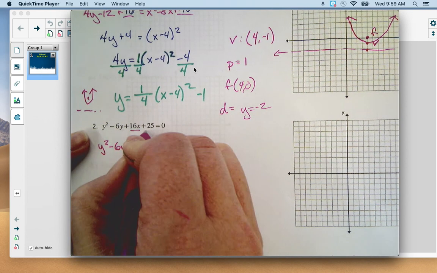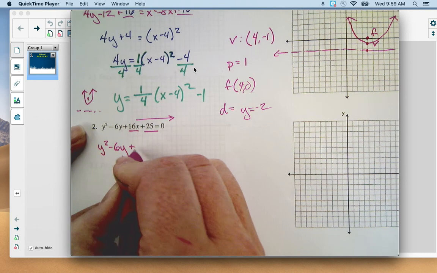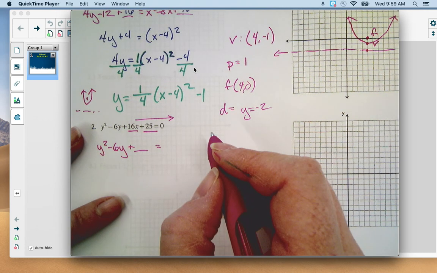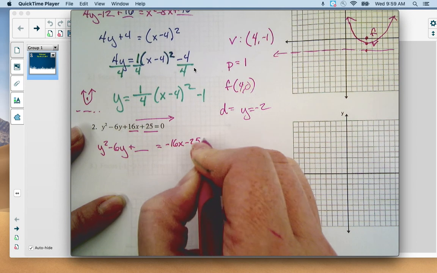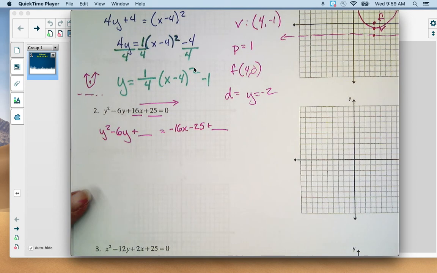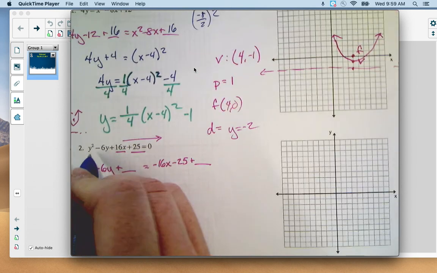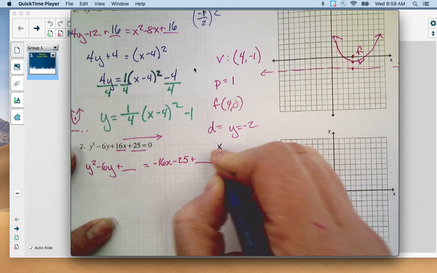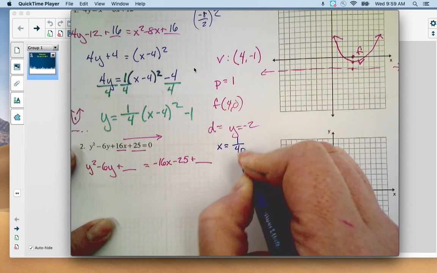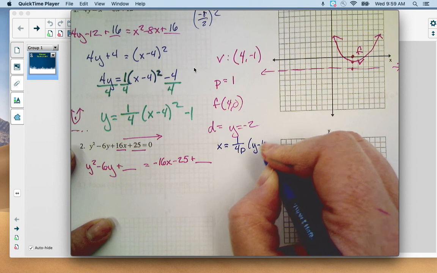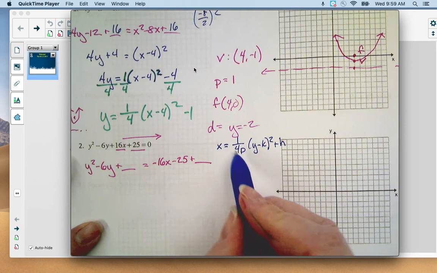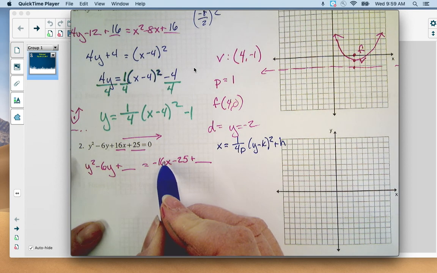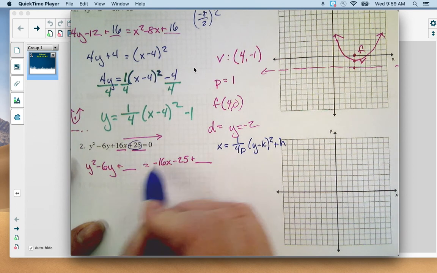And I'm going to have to bring that 16x and the 25 to the other side. So plus blank is going to be equal to negative 16x minus 25 plus blank. Are you okay with why I brought that 16x and the 25 over? Because I know it's y squared, I know my general equation is going to be that x equals 1 over 4p, y minus k quantity squared plus h. Right? So in order to have x equals, I'm going to have to bring the x over to the other side. And in order to complete the square, I have to bring the constant to the other side.